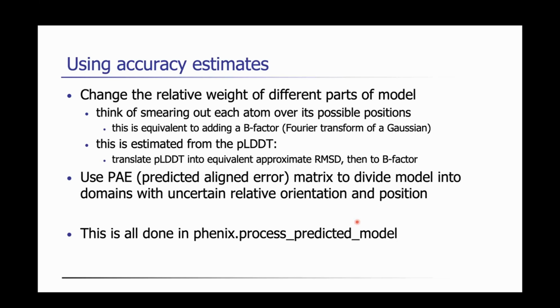And as Tom said, it's a real disaster if you don't do this, because all of your best parts of your model will have B factors of 90, and all of the worst parts will have B factors of 30, and the molecular replacement is going to be paying all of its attention to the worst parts of the model and ignoring the best parts. So it's a real disaster if you don't do that.